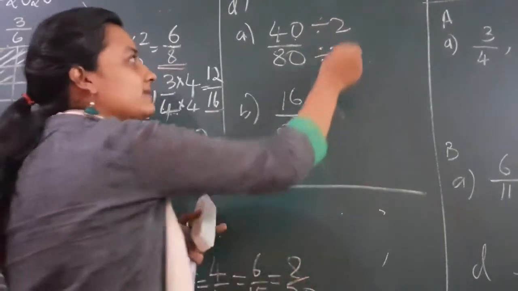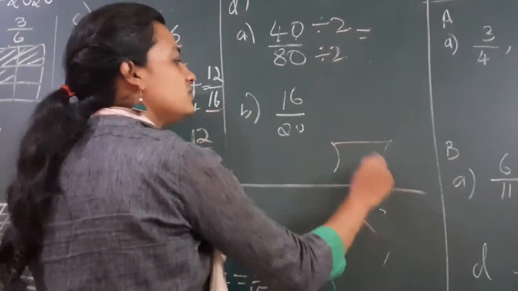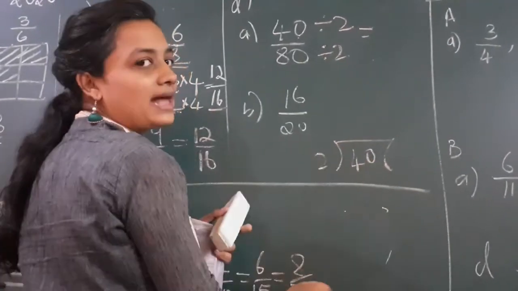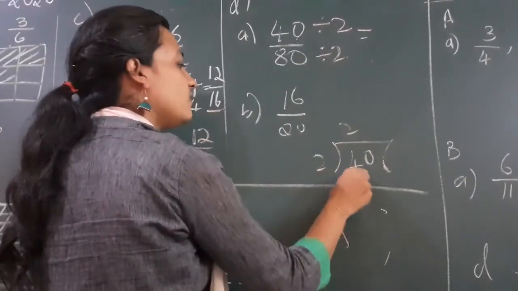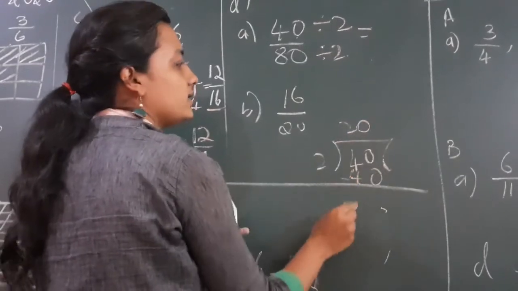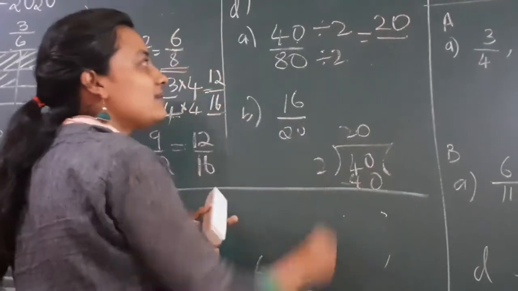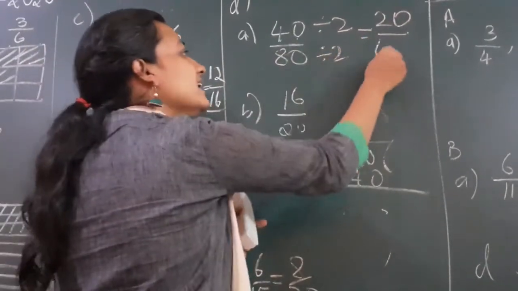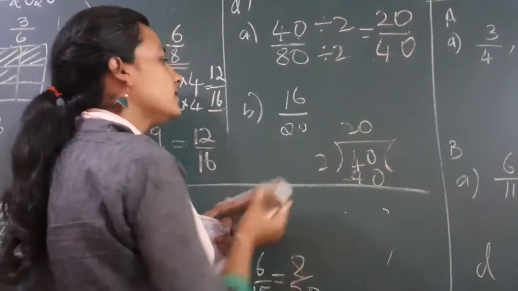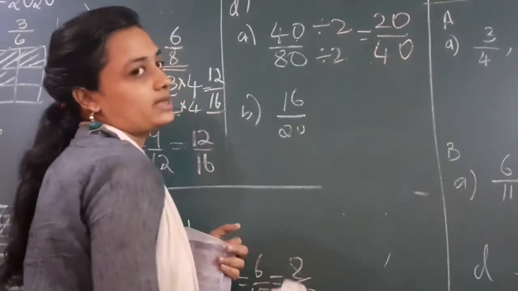So what is the answer I get when I divide? See, I take the division of 40 by 2. What is the answer I get? 2 2s are 4, 2 zeros are 0, 40. So what is the answer? 20. Similarly, when I divide 80 by 2, I get 40. This is the equivalent fraction for that.